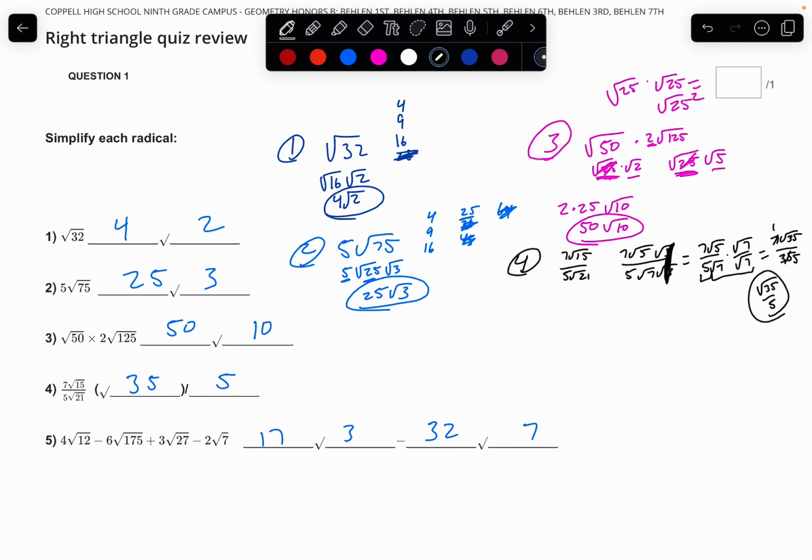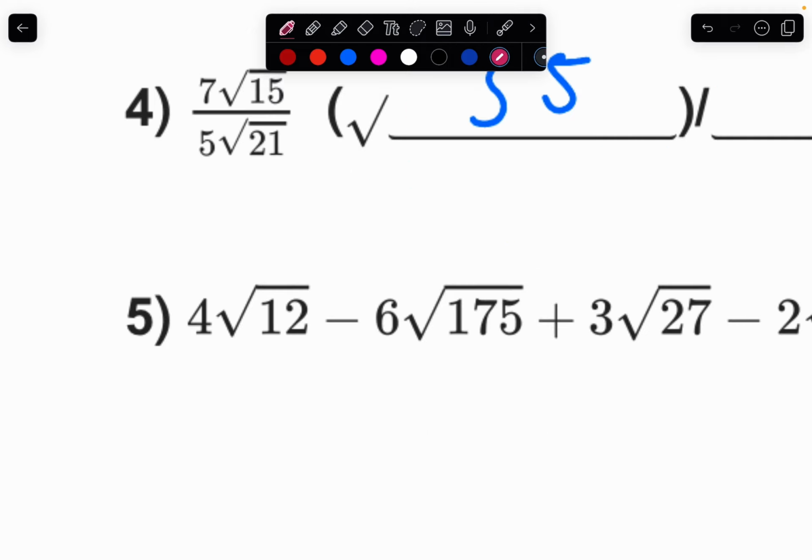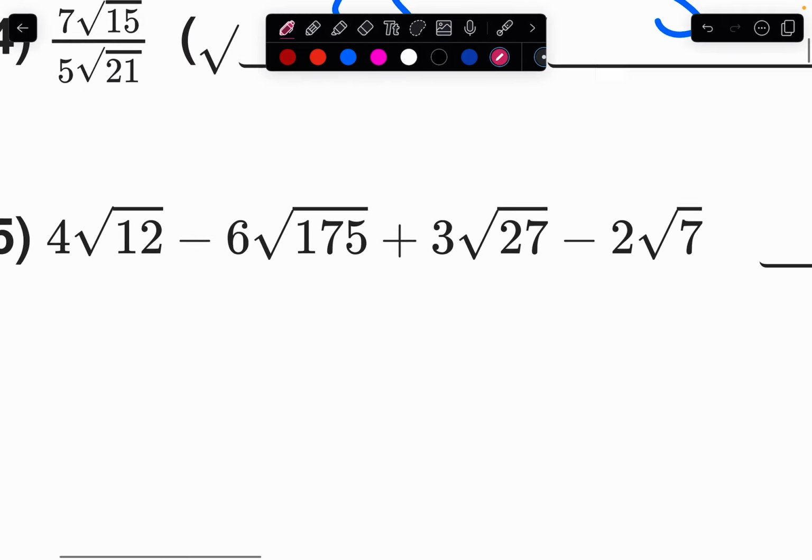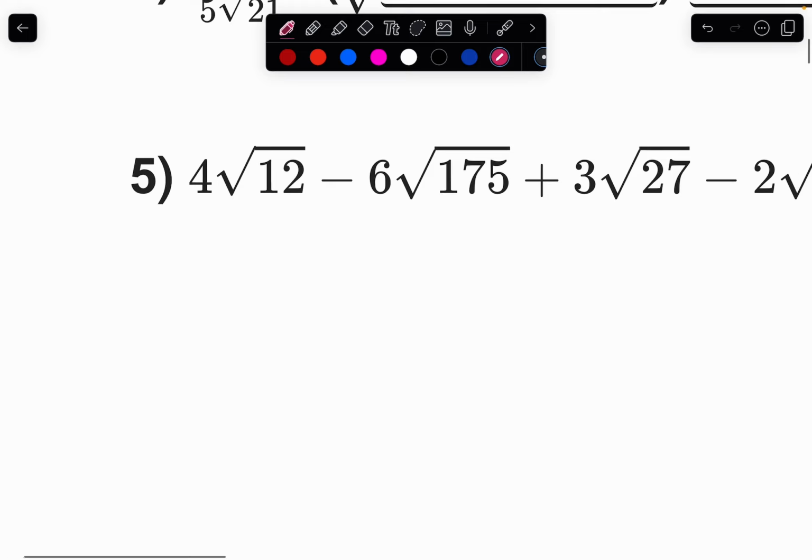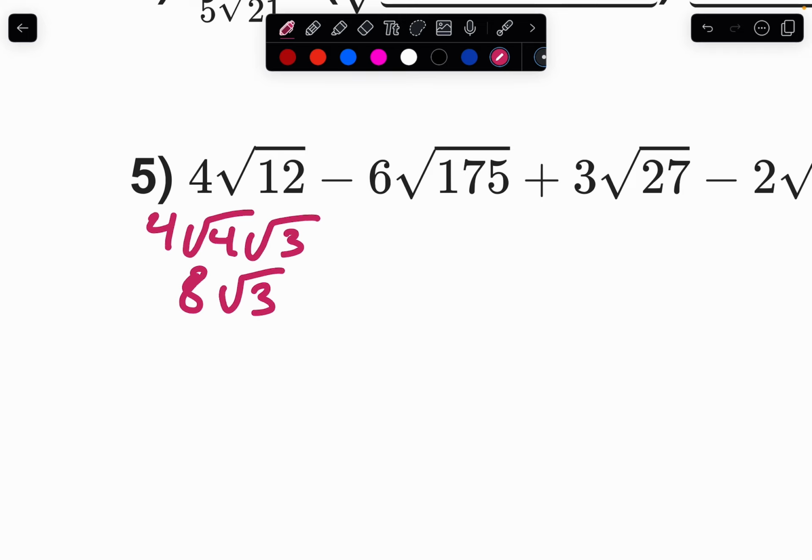And then the last one here, we're going to break down each one. You can only add and subtract like terms. So in order to know which ones are like terms, we need to fully simplify each radical. The first one, I'm going to pull out a perfect square, 4. 4 times root 4 would be 8 root 3.